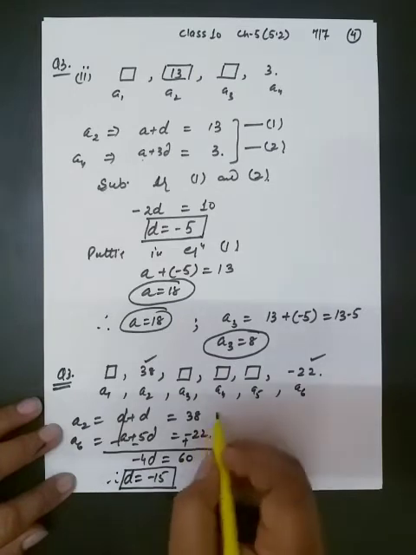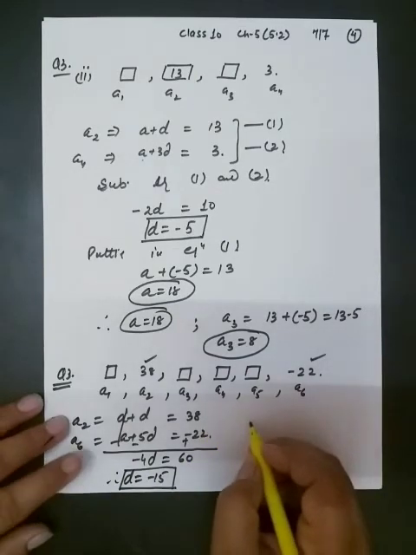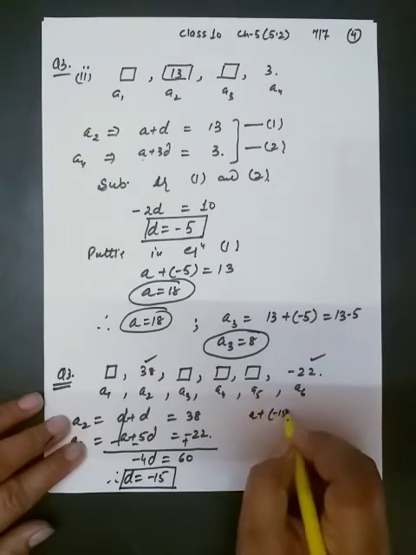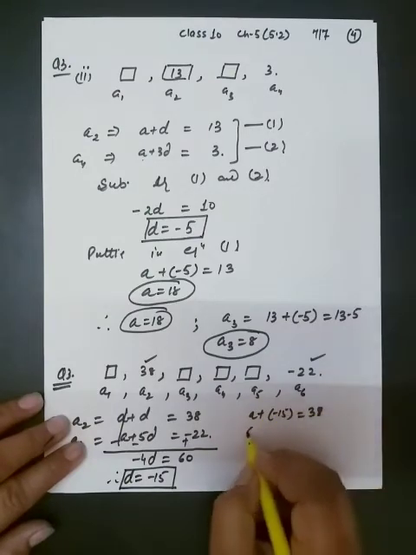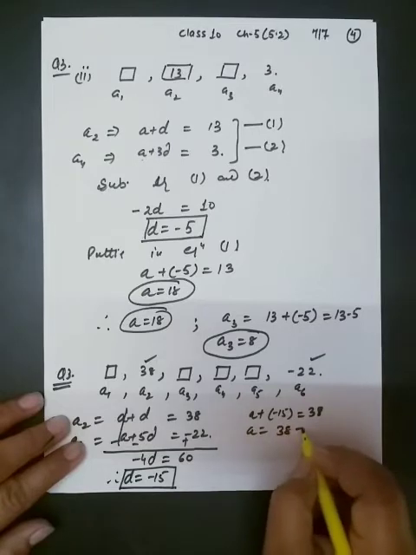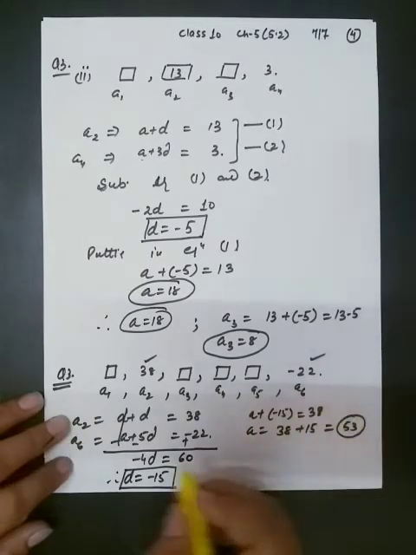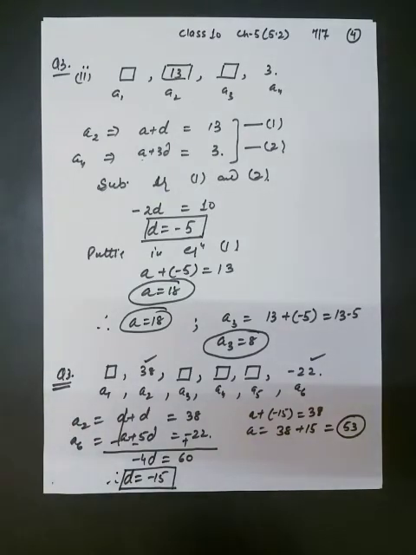Now putting the value of D in equation number 1: A plus minus 15 is equal to 38. A is equal to 38 plus 15, that is equal to 53. Now I am having the first term and the common difference, so I can write any term of the given AP.